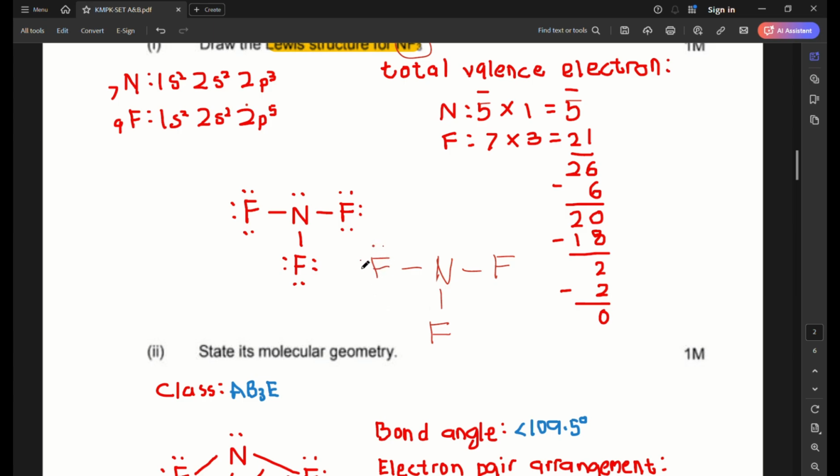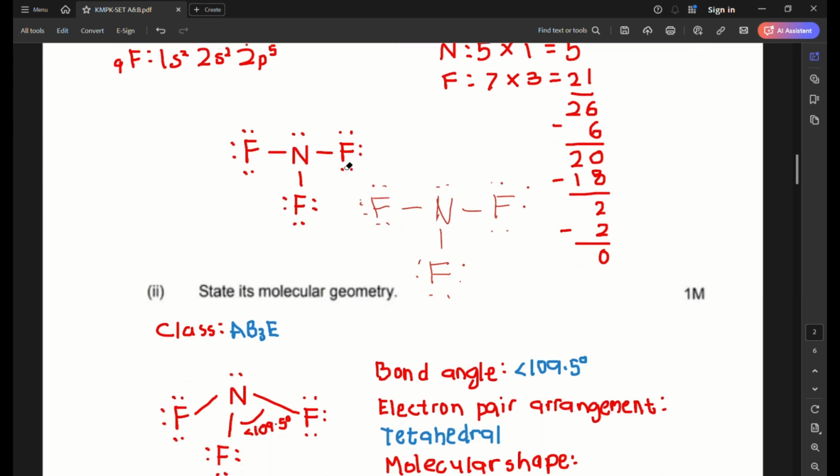Next, we have to fill in the electrons. 1, 2, 3, 4, 5, 6. 1, 2, 3, 4, 5, 6. So from here we know there's going to be 6, 12, 18. So 20 minus 18 is 2. So there are going to be 2 extra, and this extra should be the lone pair on the central atom. And that is the Lewis structure for NF3, as you can see, like how I draw over here.